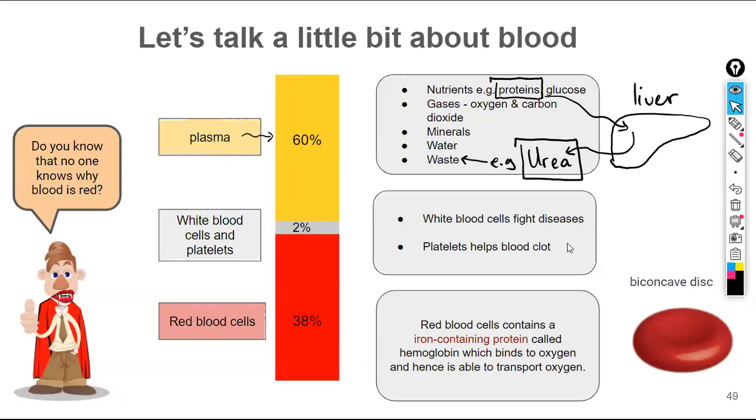So that's the plasma part of the blood, the things that it contains. Well, you all know white blood cells and something called platelets. I'll just quickly refresh your memory. That only makes up 2% of your blood. Your white blood cells are responsible for what? Fighting off diseases. Remember last week I said those are like the soldiers in your body. Whenever something like a virus or a bacteria tries to invade your body, your white blood cells fight against that.